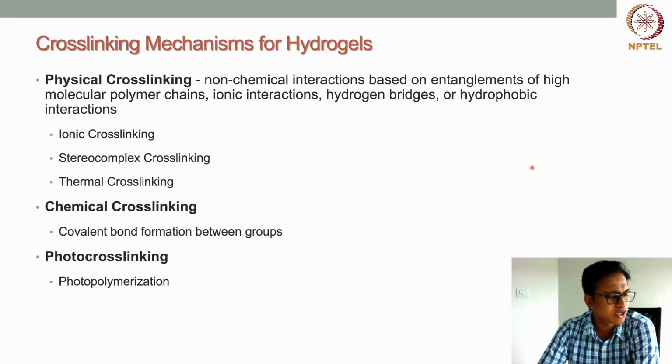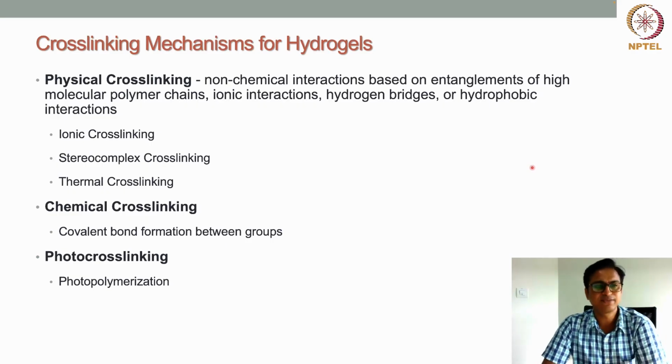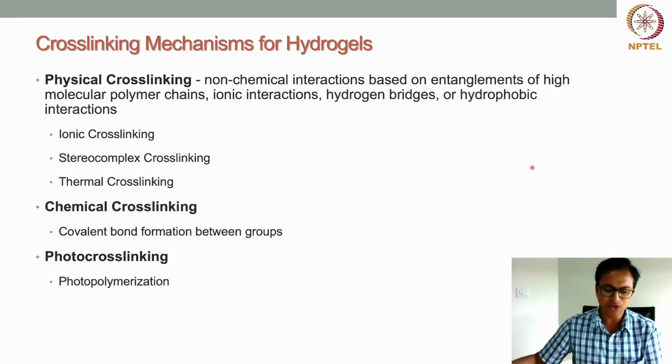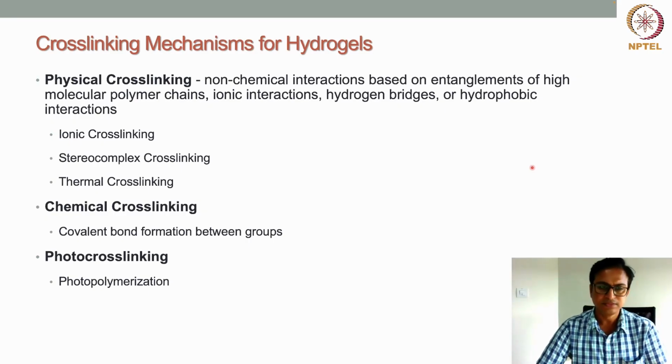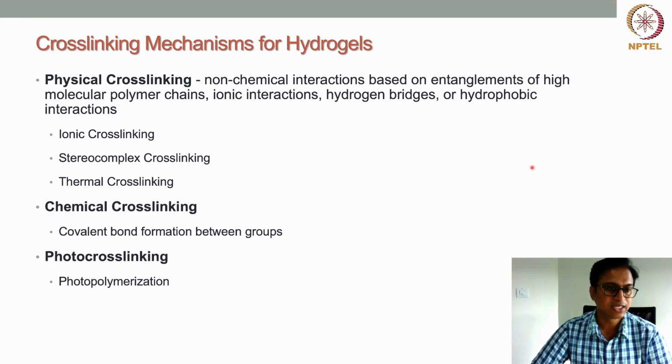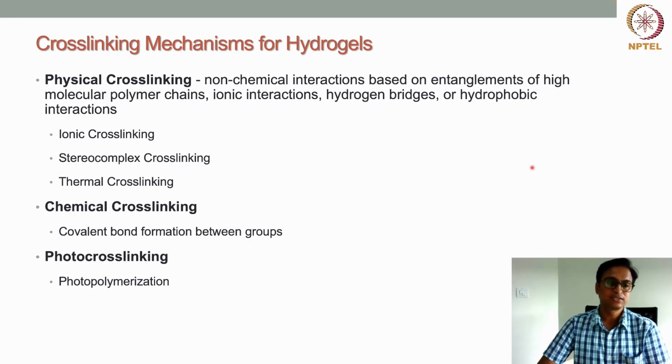So this physical cross-linking again can be divided into different types. Either it can be ionic cross-linking. Ionic cross-linking is typically where the polymer chains interact with other entities, either chemical entities or otherwise, by ionic means. That means there can be an ionic interaction between opposite charges, and then the cross-linking initiates. That is ionic cross-linking.